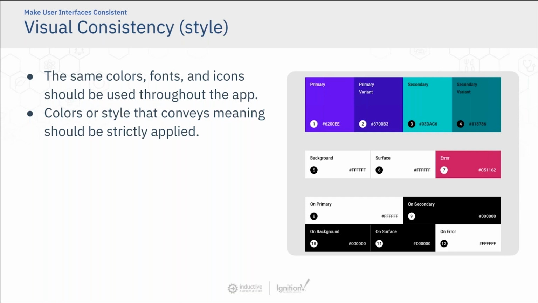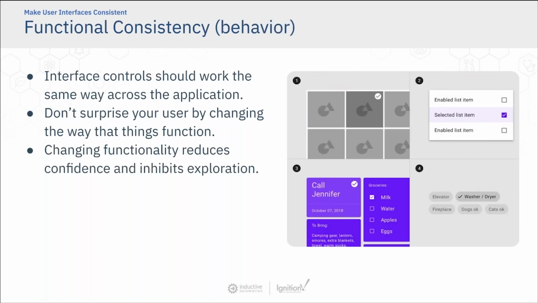Similarly, any color that's used to convey meaning should be strictly applied. I believe I talked about that a little bit already, but in this example color palette, you'll notice that red is named error. It's not just red. Naming colors as well is a powerful way to ensure that they're applied the same way by maybe other engineers in Ignition.